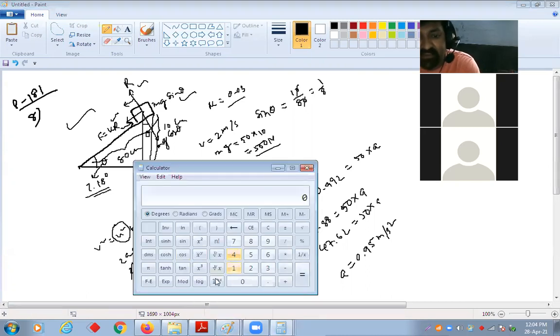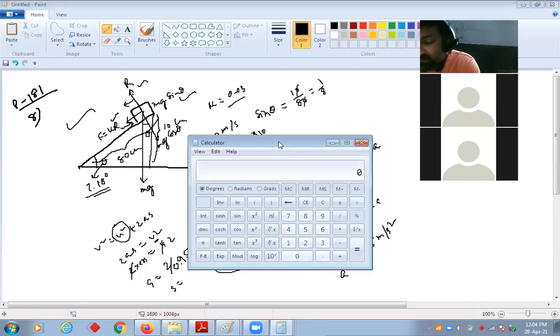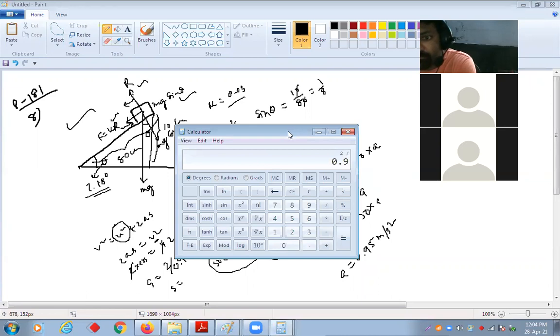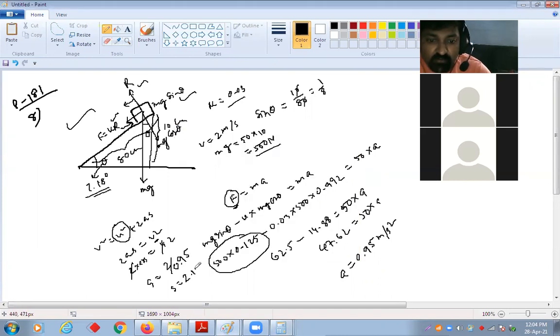So the distance, that means the length of the plank, you will get this. Length of the plank is how much? 2 by 0.95. Length of the plank is this much meter, 2.105 meter. Okay, length of the plank we got 2.105 meter. Next, find the loss in potential energy of the box.